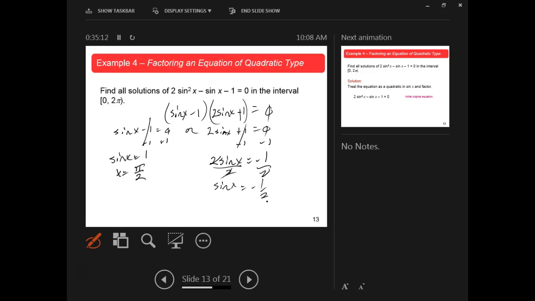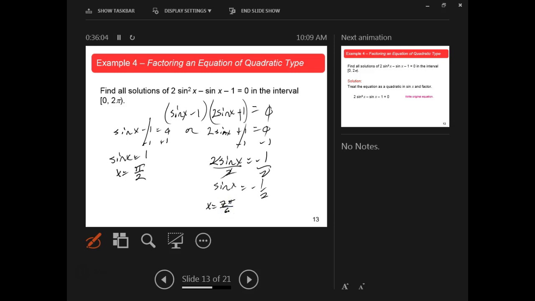Okay, but negative pi 6 is not in that domain. Okay, what is the value that is in that domain? What's the equivalent in terms of pi of negative pi 6? It's what? 7/6 pi is absolutely correct. Okay, so x could be 7 pi 6.